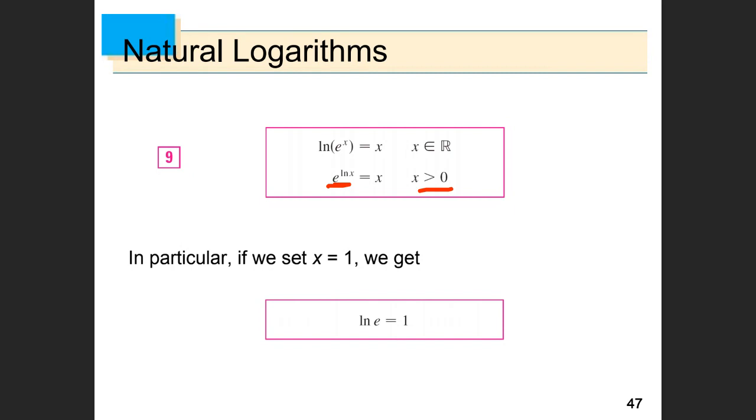What happens when x equals 1? Ln of e is equal to 1. Why? Because ln of e is log of e to the base of e. All right.